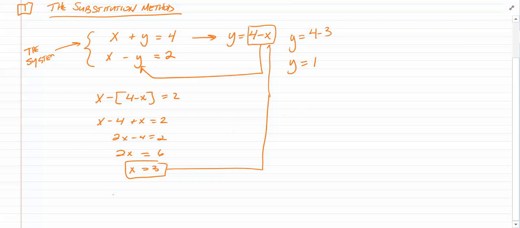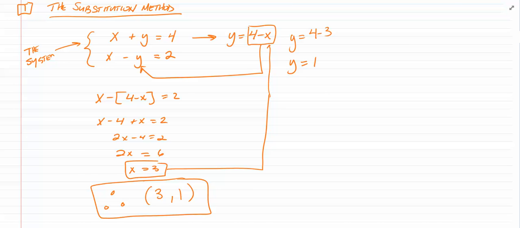So therefore, ladies and gentlemen, these three dots in a triangle mean therefore. Therefore, the solution to my system is a point: 3, 1. So the answer is the point (3, 1). What does that mean? What does (3, 1) actually mean?